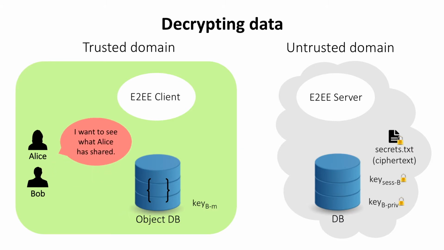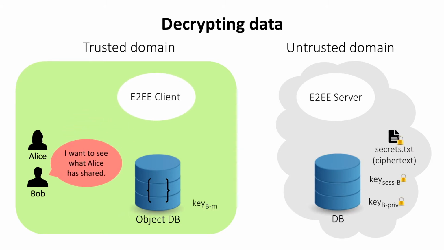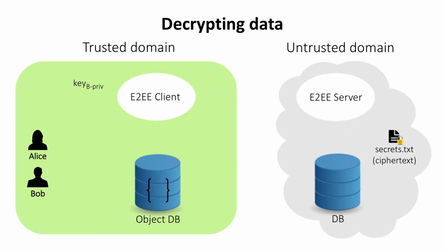Bob is now ready to retrieve the shared file from Alice and decrypt it. First, the client fetches Bob's private key from the remote database and decrypts it with Bob's master key, which is stored in the local database. Next, the client retrieves Bob's encrypted session key, which is stored in the remote database, and deciphers it with his private key. Finally, the encrypted file from Alice is pulled from the remote storage, and the client uses the session key to decipher it. Bob can now pull Alice's file from the local storage.